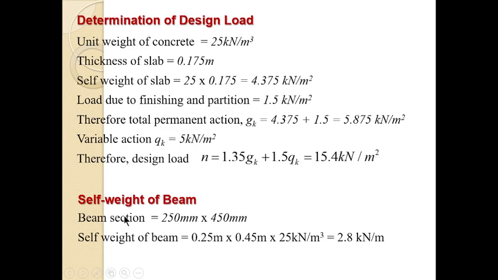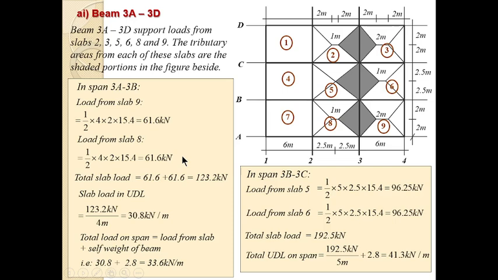We also need to calculate the self-weight of the beam. The beam section is 250 mm by 450 mm. We were told the width of beam is 250 mm, and the depth of beam is 450 mm. So what is the unit self-weight of the beam? The self-weight of the beam is this width times the depth multiplied by the unit weight of concrete. That gives us 2.8 kN per meter. The self-weight is given per linear meter because the lengths of the beams are not the same. So once we have it as a UDL, we are safe.